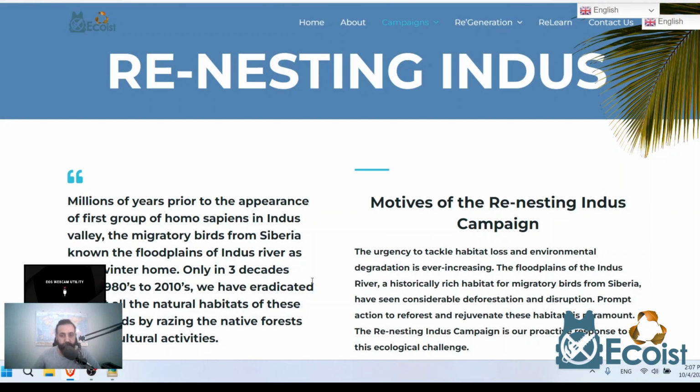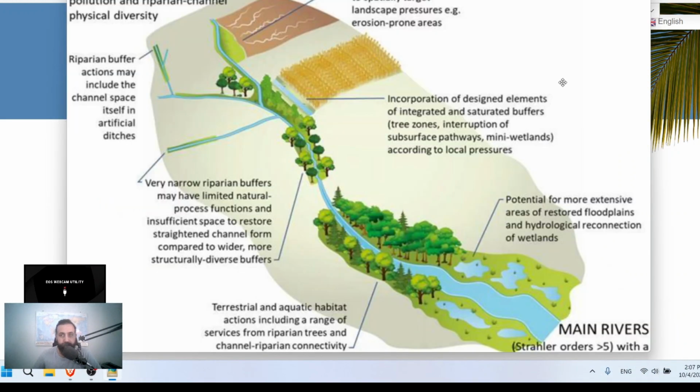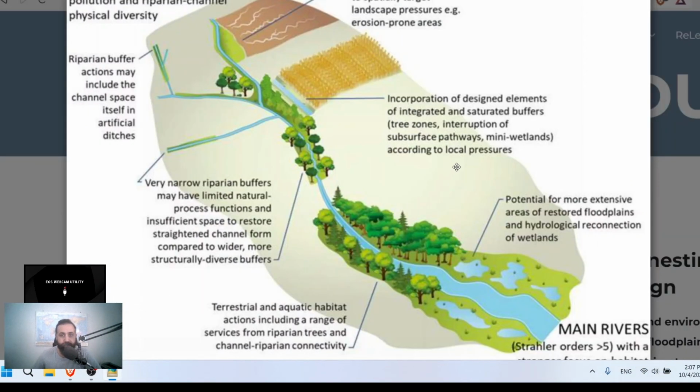Greetings everyone. Today I decided to explain in a video what the ReNesting Indus is all about. So let's start with this diagram, this illustration.